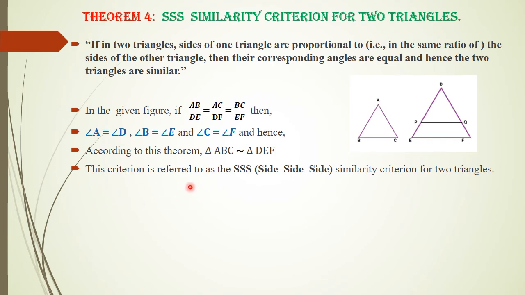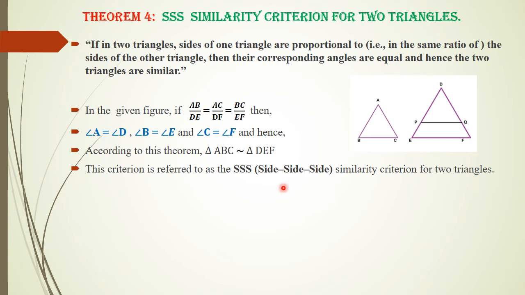This criterion is referred to as SSS, that is side, side, side. Here we are proving that the ratio of three sides of any two triangles is equal. Therefore we can prove by doing this that these two triangles are similar. Again, we need not prove that their angles are equal. Only if we prove that the ratio of three corresponding sides are equal, that is more than enough to say that two triangles are similar.